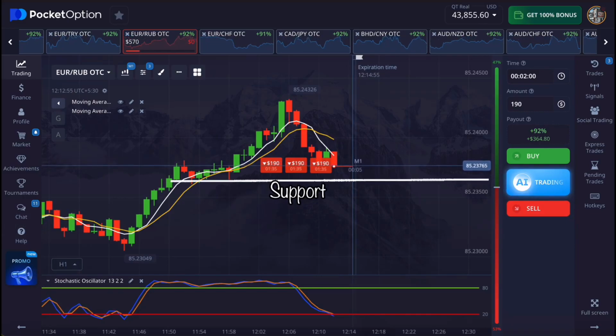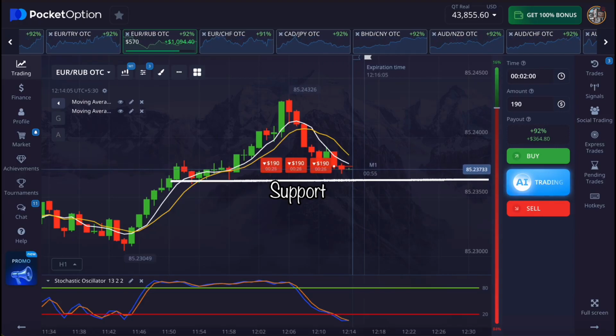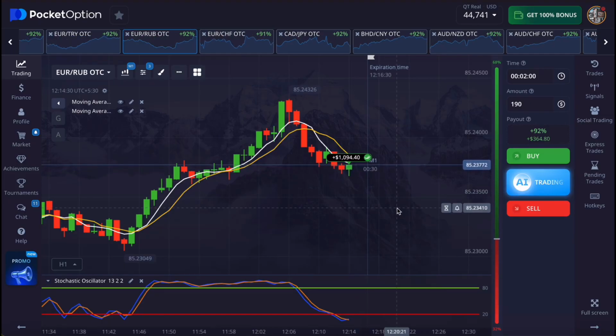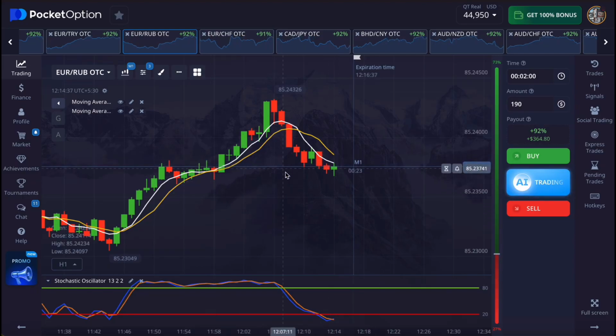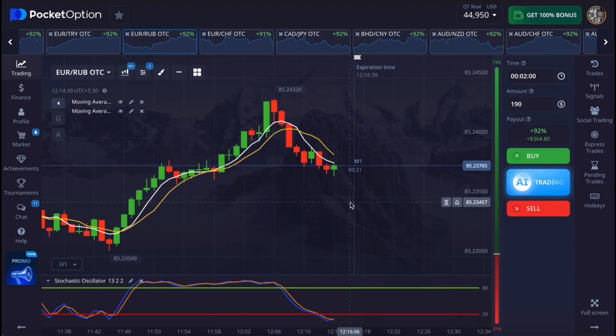There's also a small support here, so the market is likely to reverse from here. But I think I placed the entry at the right time. And that is why the chances of winning this entry seem higher. So a reversal candle is forming here in the market. But because our expiry timing ended at the right time, the entry here has won.